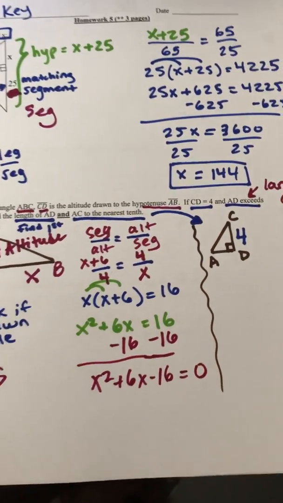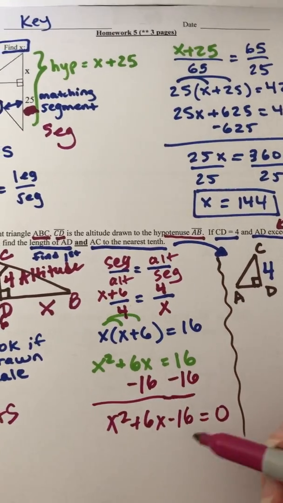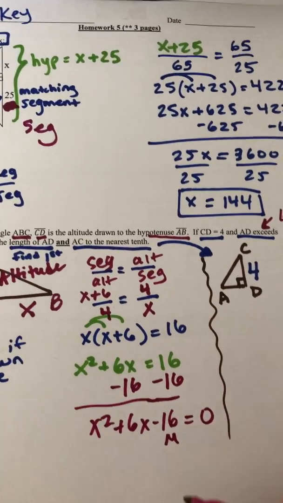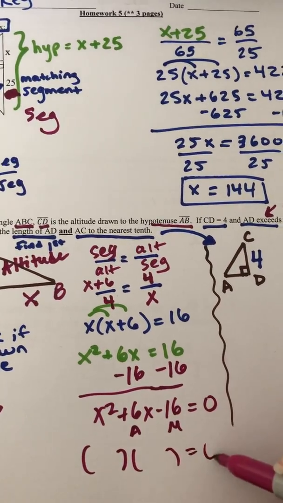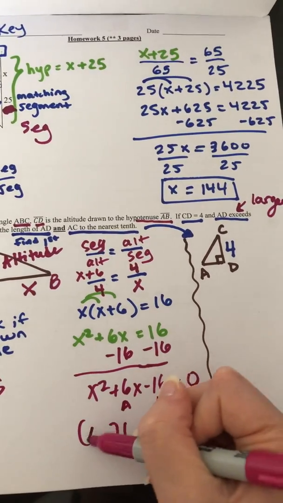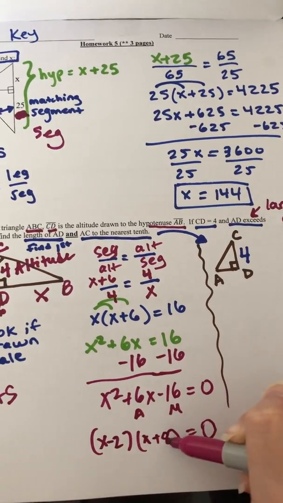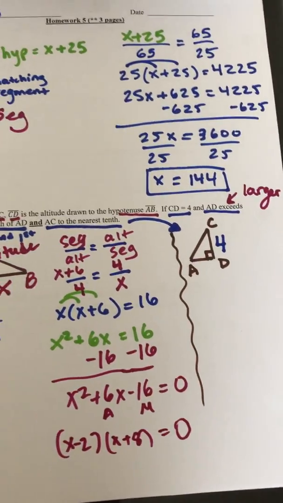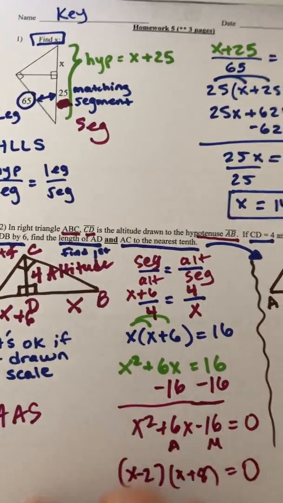Now, some people would know how to factor this. We'd think to ourselves, okay, we need to find two numbers that multiply to negative 16 and add to 6. Well, let's get our setup ready. Our numbers are x minus 2 and x plus 8. Let's check that out. 8 times negative 2 is negative 16. And when you add 8 and negative 2, you get positive 6.